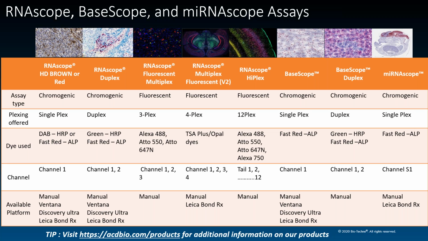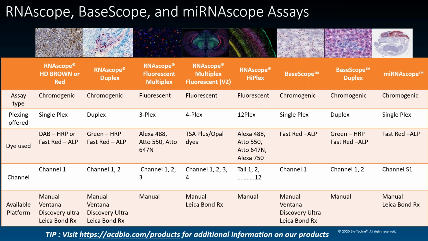The major difference between the two fluorescent assays is that the V2 assay uses fluorophores from Akoya Biosciences for signal visualization and provides a high signal-to-noise ratio, whereas the fluorescent multiplex assay is an all-in-one kit. The V2 fluorescent assay is also available on the Leica automation platform. For higher plexing, we have the RNAscope high-plex assay, which enables the detection of up to 12 targets simultaneously in a single section. Currently, the high-plex assay is available in the manual format only.